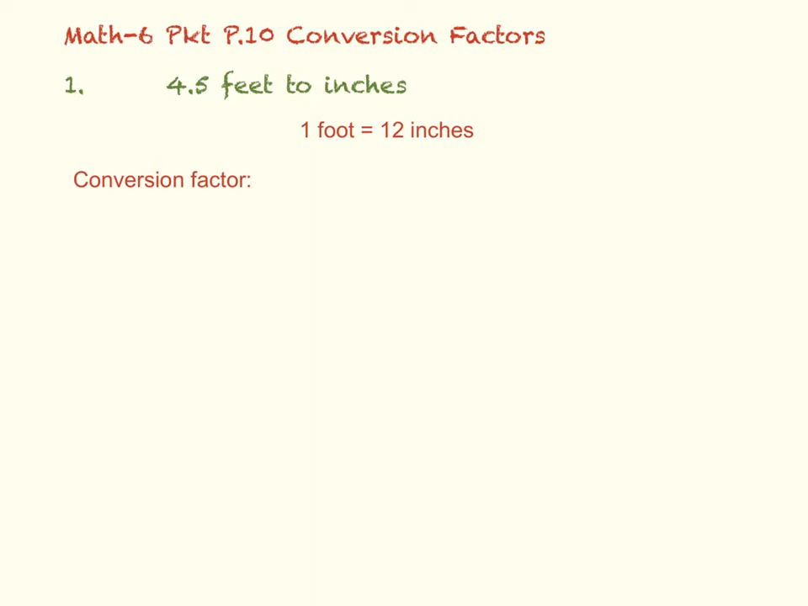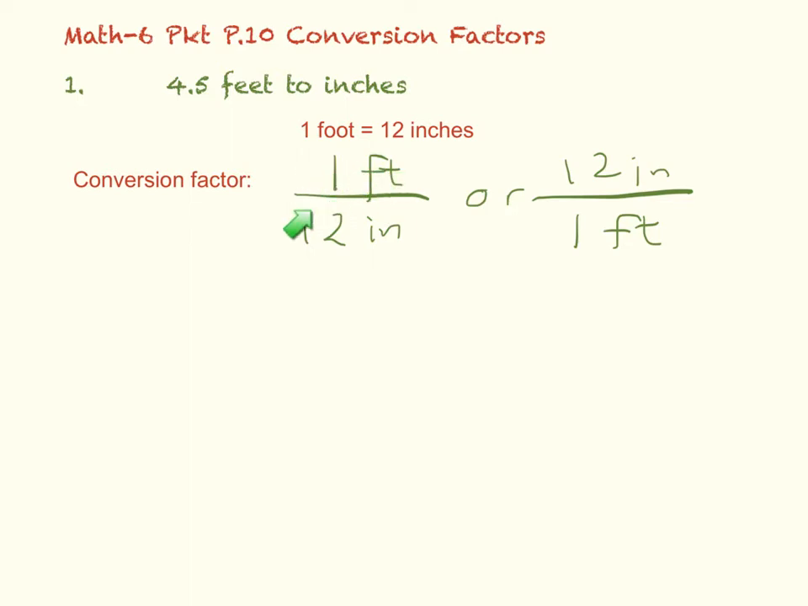There are two ways to write your conversion factor. One is 1 foot over 12 inches, and the other one is 12 inches over 1 foot. When you think about each conversion factor, 1 foot is the same as 12 inches, so this whole fraction is actually just 1. Same as this one, because 12 inches is the same as 1 foot. So this means 1, and this also means 1.